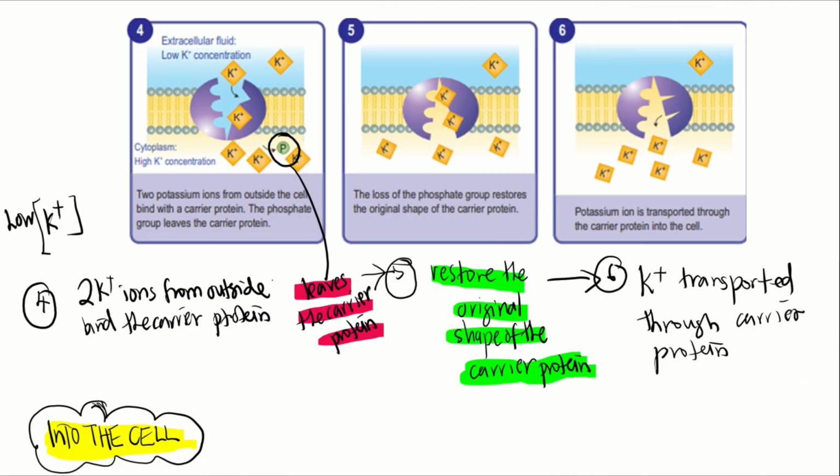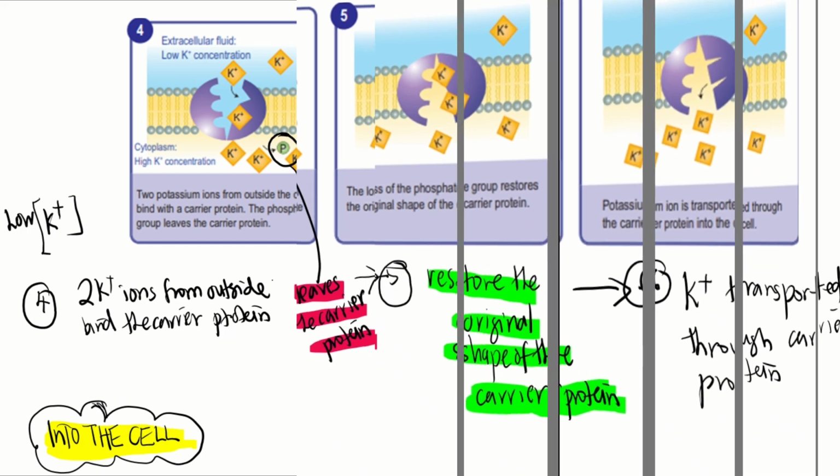When 2 potassium ions from the outside of the cell bind with the carrier protein, the phosphate group leaves the carrier protein. Once the phosphate leaves the carrier protein, so it lost the phosphate group, it restores the original shape of the carrier protein, so that the potassium ions are transported through the carrier protein into the cell.